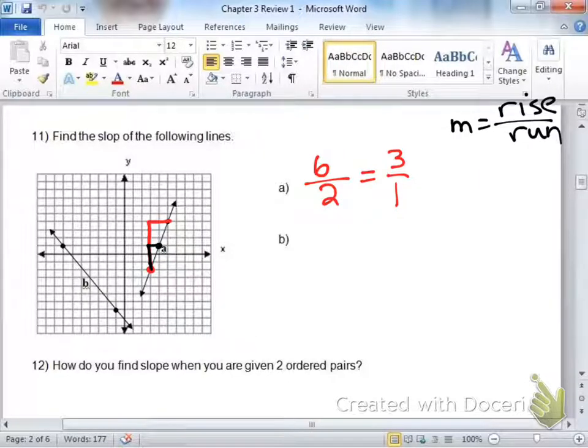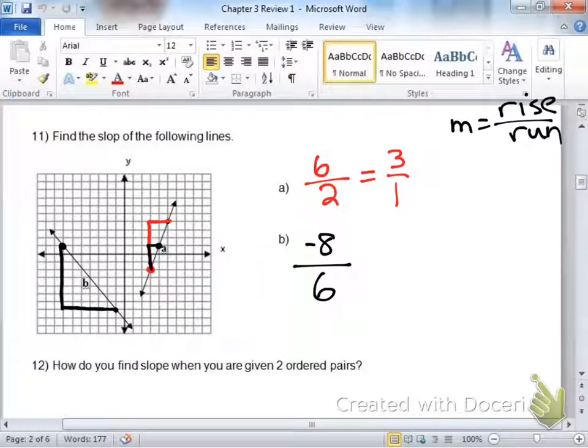You want to start at the point and count to the other point. Remember, rise kind of makes you think you're always going up, but you can go down. It's just a negative. So 1, 2, 3, 4, 5, 6, 7, 8. I went down 8, so negative 8. And then my run is 1, 2, 3, 4, 5, 6. And that's to the right, so that's positive.